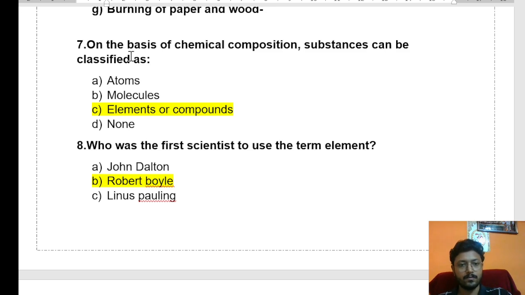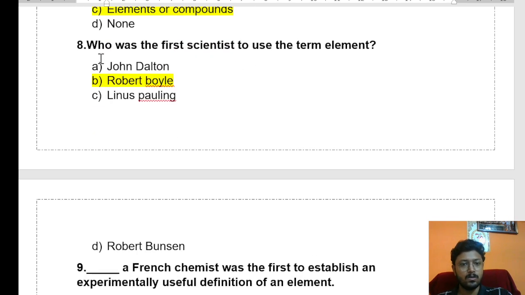Question 7: on the basis of chemical composition, substances can be classified as elements or compounds. Okay. Who was the first scientist to use the term element? There are three scientists given. So what is the right answer? The right answer is B, Robert Boyle. Okay.